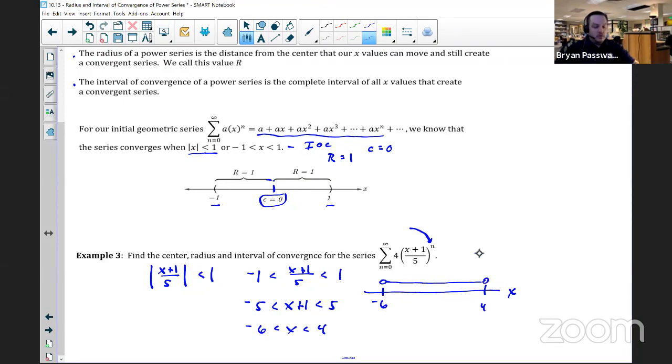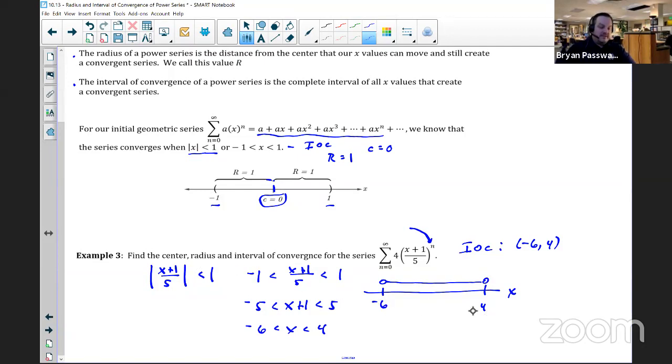So the interval of convergence, we're going to abbreviate that IOC right now. The interval of convergence is going to be (-6, 4). I'm using parentheses because we're not going to include the endpoints of a geometric series. It's possible if it wasn't geometric that the endpoints could be included. And then I have to also find the center and radius.